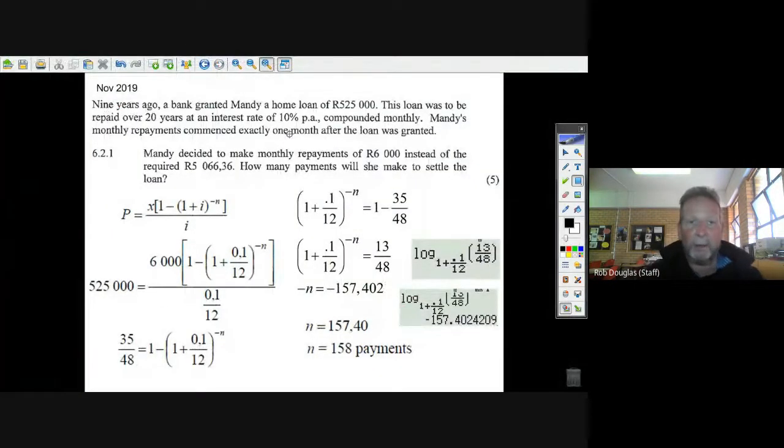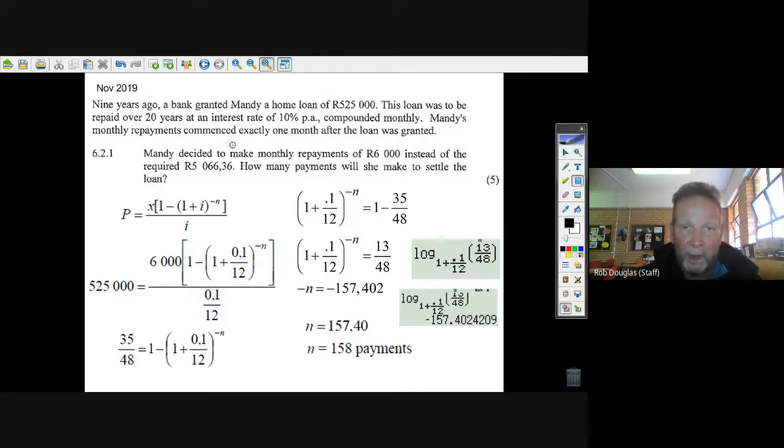Okay, this is the last question in the financial math workshop. It's from November 2019. And let's just give it a try. It says 9 years ago, a bank granted Mandy a home loan of 525,000. The loan has to be repaid over 20 years, 10% compounded monthly.